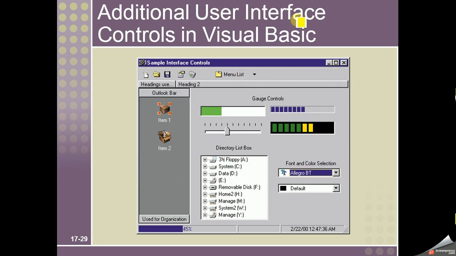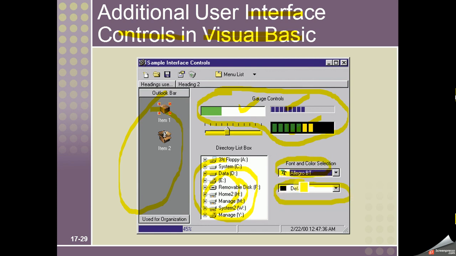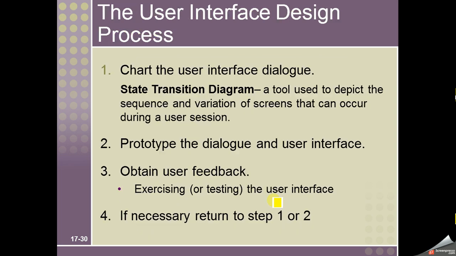There are many additional components or user interface controls that you can use in Visual Basic or in web-based systems also. There are many scripts that you can download for many interesting components. Like here it is the Outlook bar. Here these are different kinds of progress bars, gauge controls. You can use this one or this one or this style. This is a slider control. This is a directory list box, font selection, color selection.